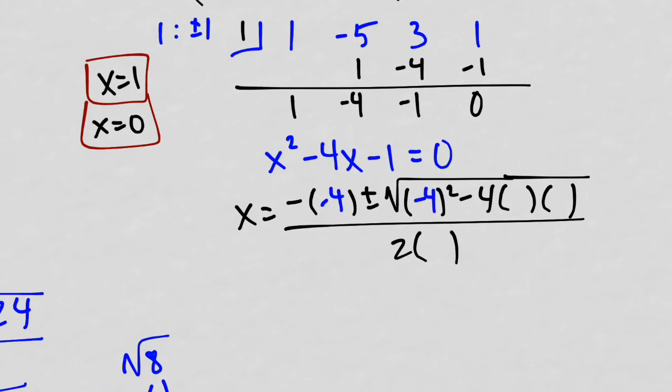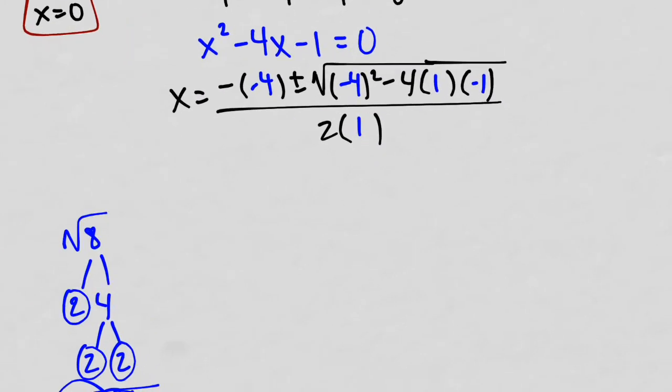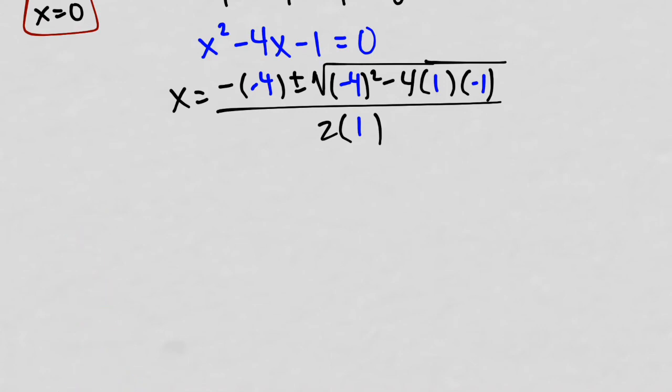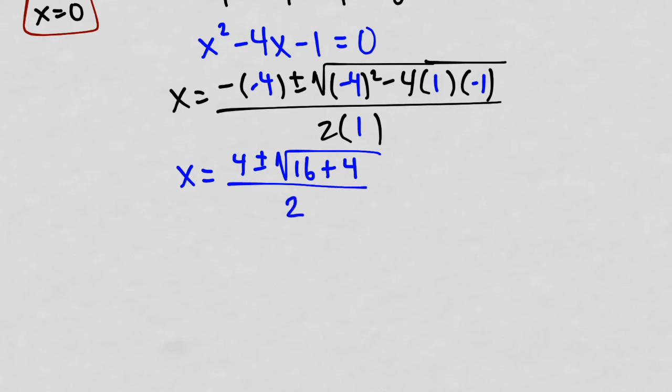Negative 4. A is 1. C is negative 1. A is 1. Simplify that. Erase all this junk over here from an earlier problem. So it's going to be x equals negative negative 4, that's 4, plus or minus the square root of 16. Look at this one. Negative times positive times negative. That's going to be positive 4 plus 4 all over 2.